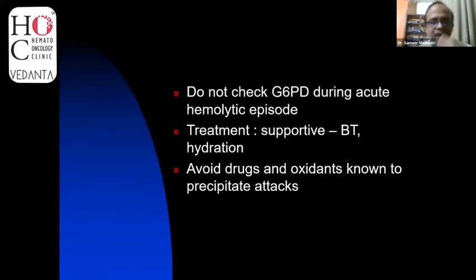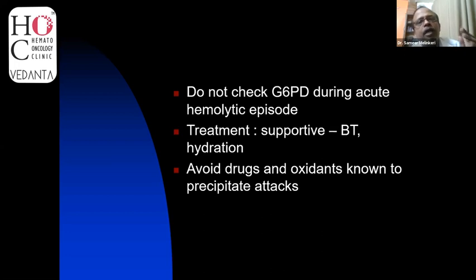Importantly, when you're trying to diagnose G6PD, never check the G6PD level during an acute hemolytic episode. Why? Because during acute hemolysis, you'll have a brisk reticulocytosis. And because reticulocytes are born with a higher content of G6PD, the G6PD levels may become falsely normal.